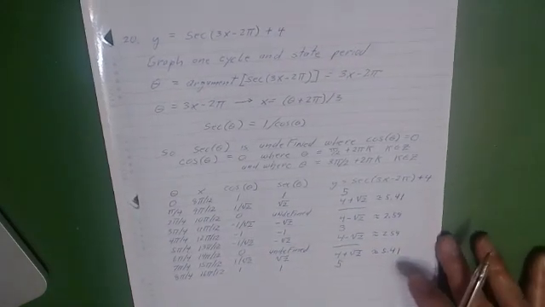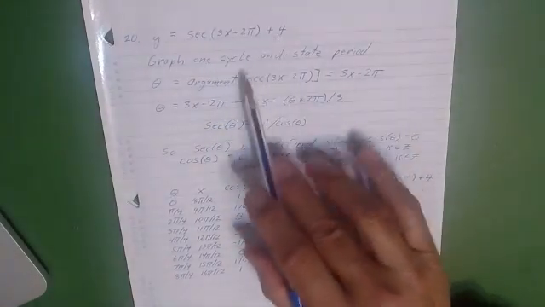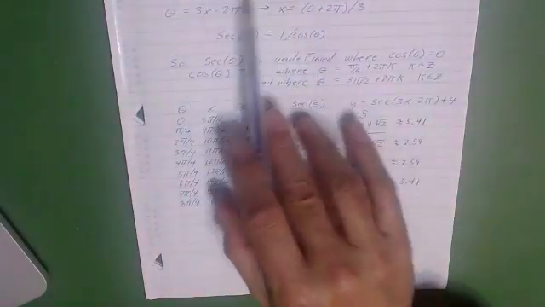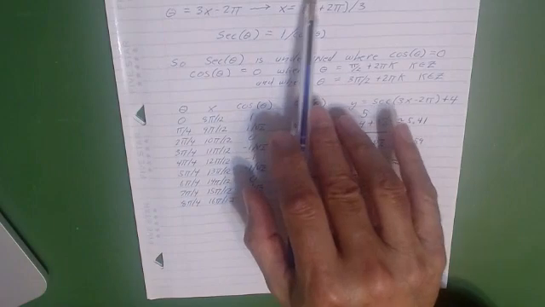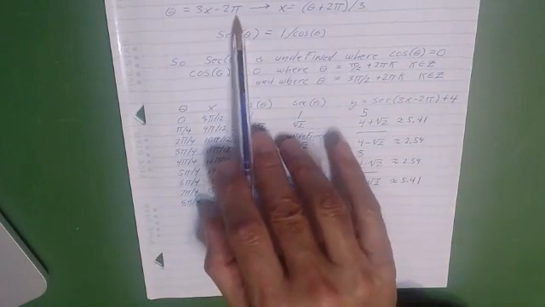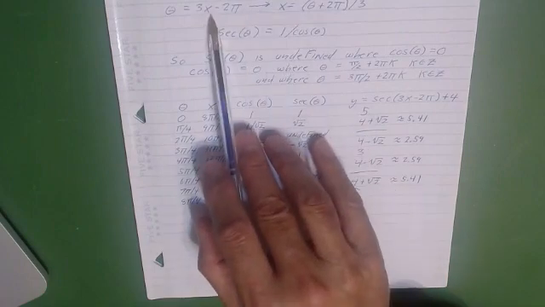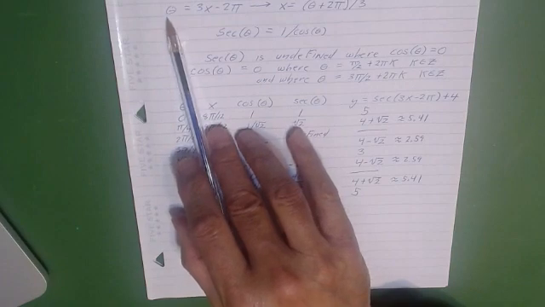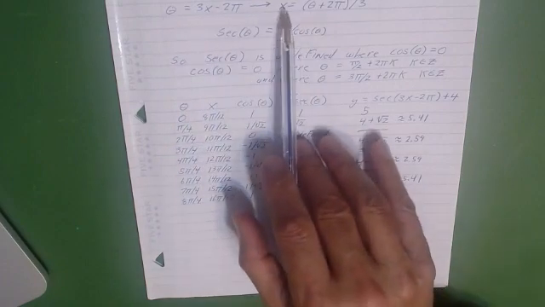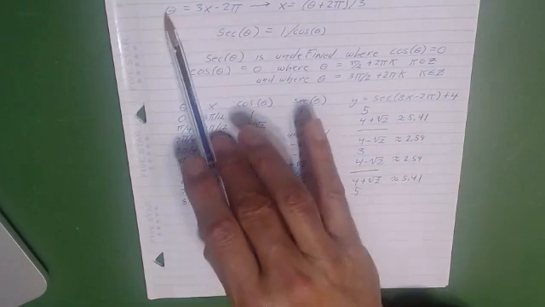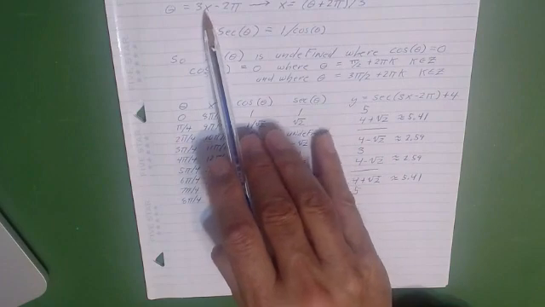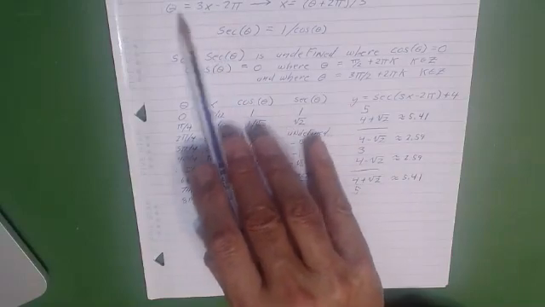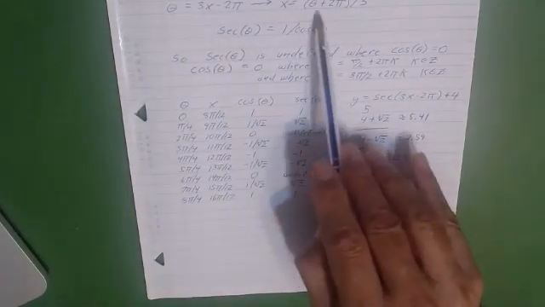But our task here is to graph one cycle of this and state its period, okay? So remember, theta is always the argument of the function. So theta is 3x minus 2 pi, okay? And then we can solve for x. So theta plus 2 pi equals 3x. Theta plus 2 pi, that whole quantity divided by 3, gives us x, right? You just add 2 pi to both sides of the equation, and then you're left with 3x on this side. Then you divide both sides of the equation by 3. That leaves you with x by itself and all this stuff over here, which is just this.